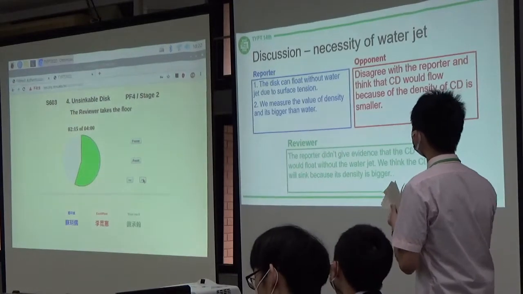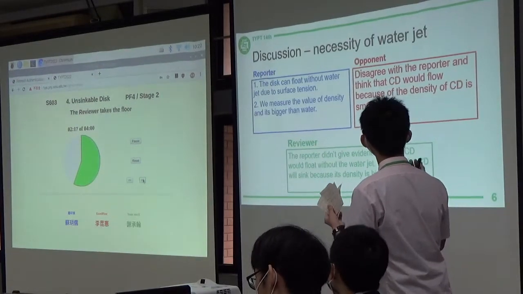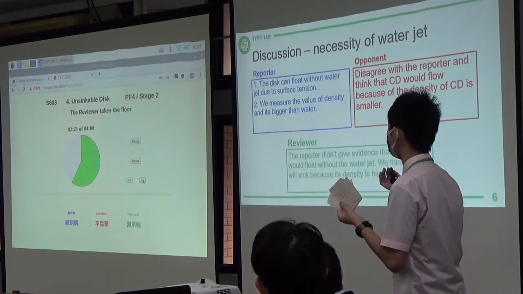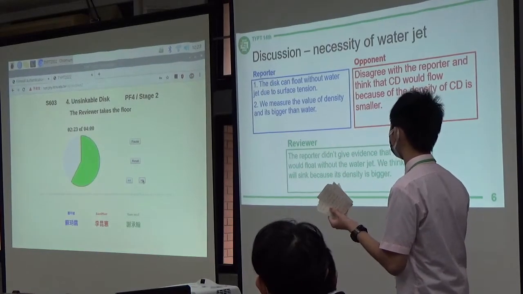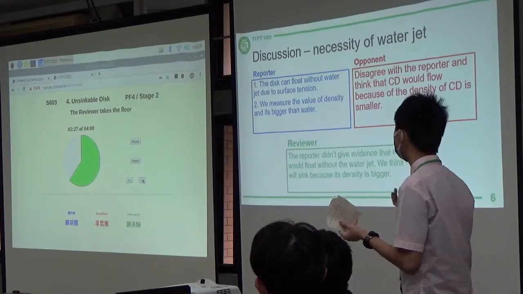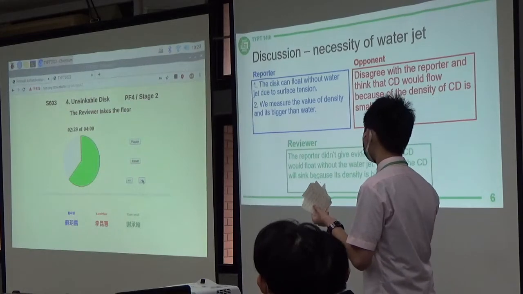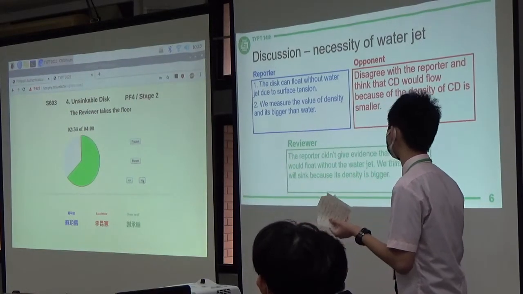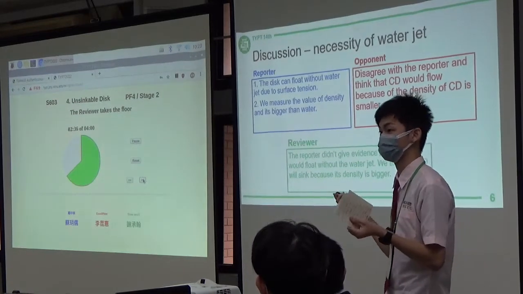And for the next discussion, the opponent disagreed with the reporter and thinks that the CD will float because the density of the CD is smaller. But the reporter said that the disk can float without the water jet due to surface tension, and she measured the value of density as bigger than water. So for the reviewer, the reporter didn't give evidence that the CD could float without the water jet, so we think that the CD will sink because the density is bigger.